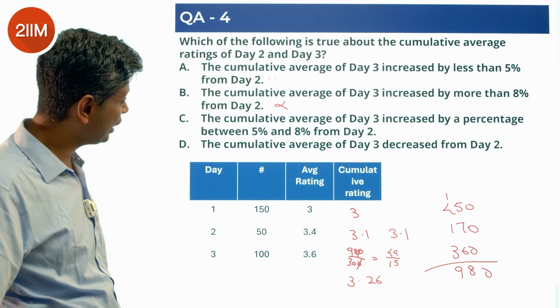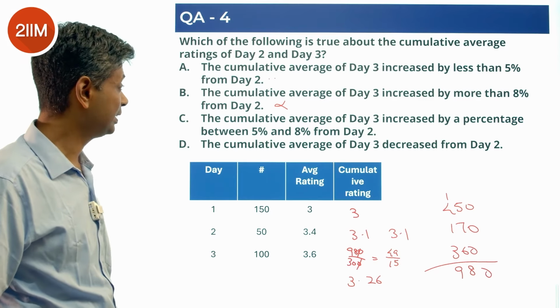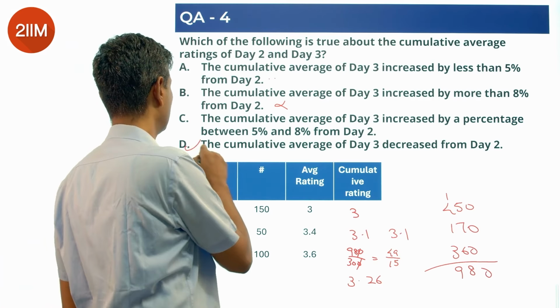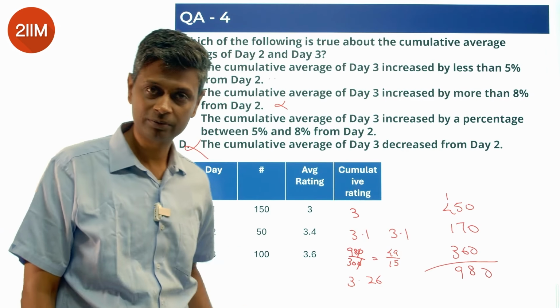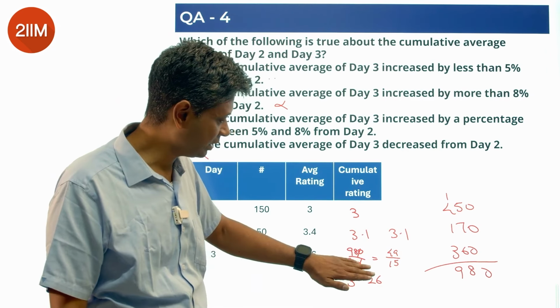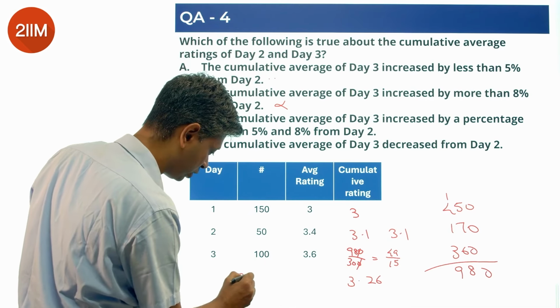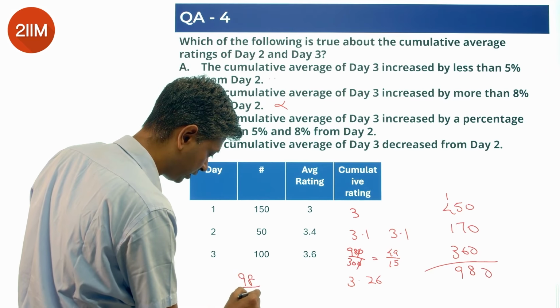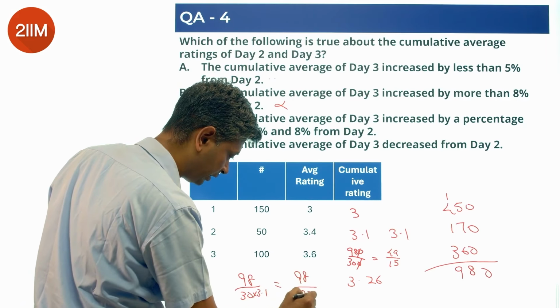Average of day 3 increased by a percentage between 5% and 8%. Decrease from day 2. This is wrong. To get the detail right, I'm going to do this by this: 98 by 30 divided by 3.1. Let's do that fraction and think where it is going to be. 98 by 30, 98 by 93.